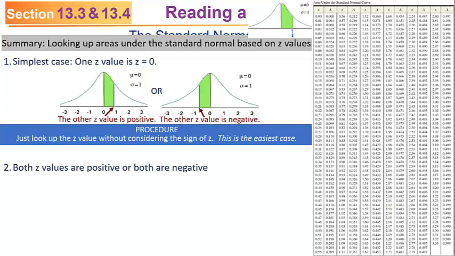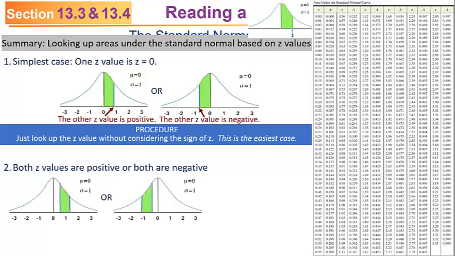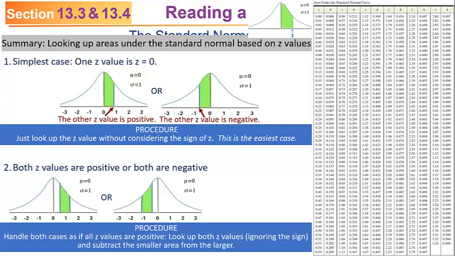Second case, what if both values are positive or both are negative? That would be the case. The first one is where both z values are positive. The second one is both are negative. And we talked about that. All you have to do is take the positive values, whether they're negative or not, just take the positive values, look up the bigger positive number, the smaller positive number, and subtract. The larger minus smaller, and the difference is the area you're looking for.